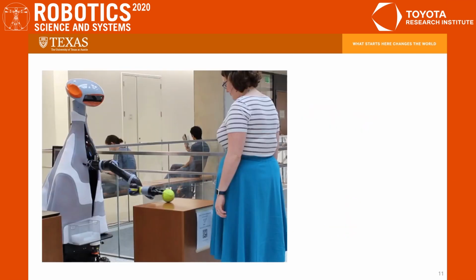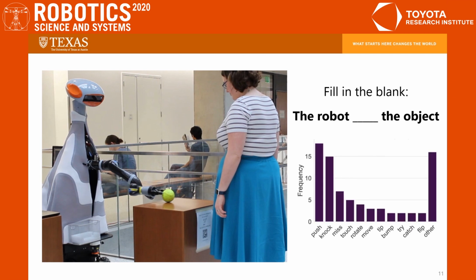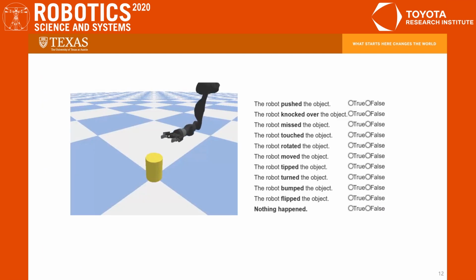We began with a pilot study to test the approach as well as the feasibility of collecting data from naive users in the wild. Passers-by in an academic building would watch our robot perform an affordance on an object, and then would provide a label by filling in the blank on a nearby computer. Unfortunately, this approach was too slow, and we had no way to constrain participant behavior, which resulted in low-quality data. However, it did provide a set of commonly used labels such as push, knock over, and rotate.